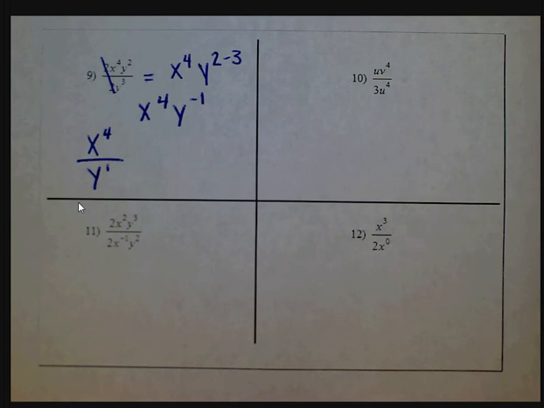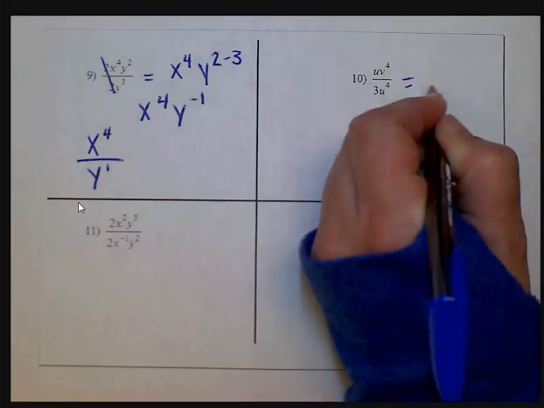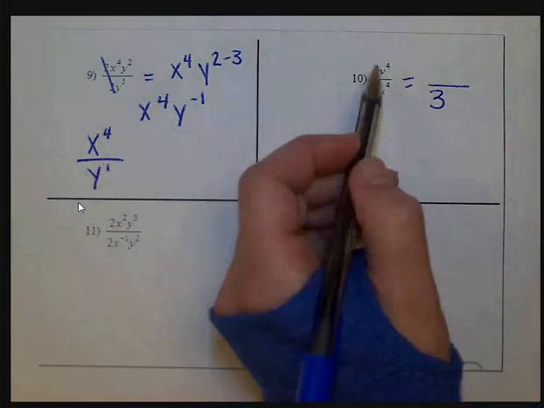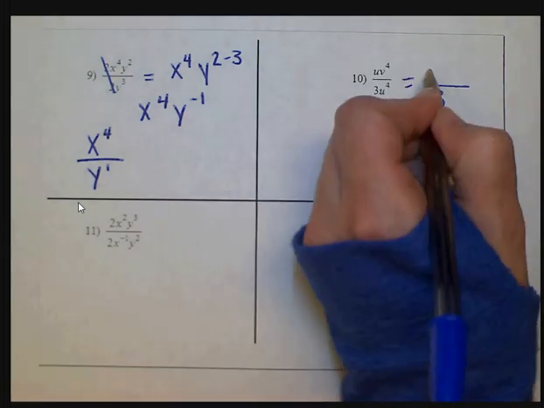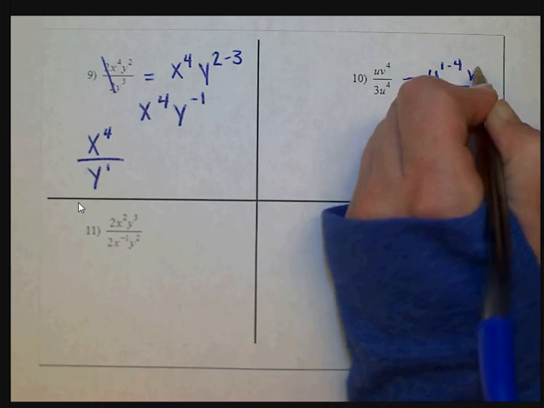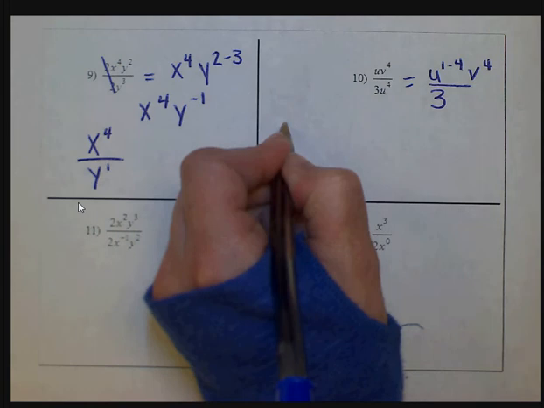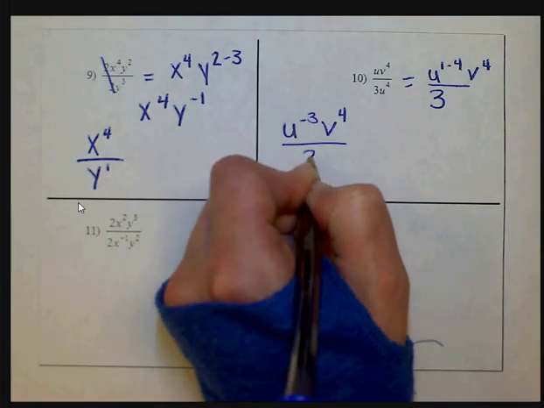All right, number 10. I look at the numbers and I only have a 3 on the bottom, so I'm going to draw my fraction bar and keep my 3 down there. I have u's on the top and the bottom, so I have u to the first divided by u to the fourth, so that's u to the 1 minus 4. I don't have a v on the bottom, so I just keep my v to the fourth on top. I subtract my powers, so that's going to be u to the negative 3. Keep my v to the fourth divided by 3.